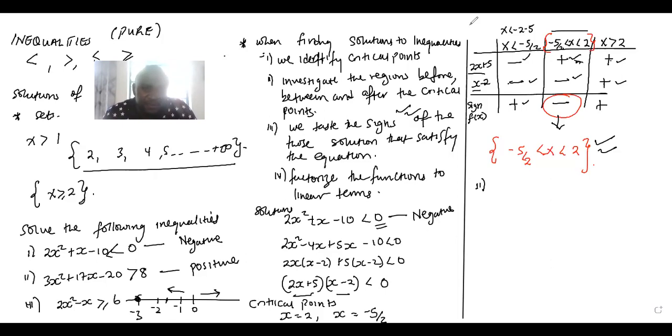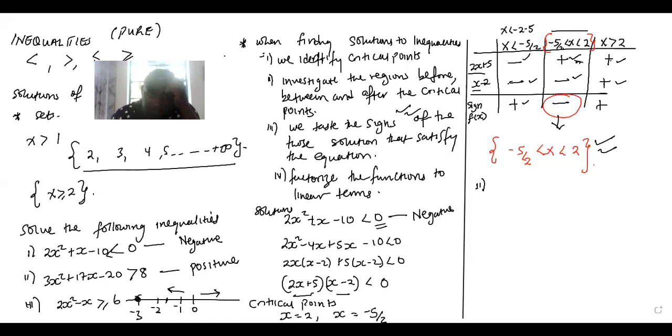Have you got my argument, Kash? That getting a negative means you are in the same region. Elizabeth Magala, you had a hand. Elizabeth Magala had a hand. Yes, Elizabeth, what's your concern? Elizabeth, are you okay?